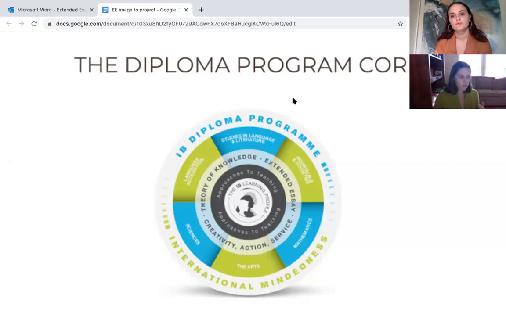So in order to get the diploma, 24 points are needed out of the 45 points available. And students can get 3 points for their work in TOK and extended essay. So there are 2 TOK assessments that students will complete in the fall and the spring of their senior year, and then there's the extended essay. So that makes up that extra 3 points. And so I just want to draw your attention to that.